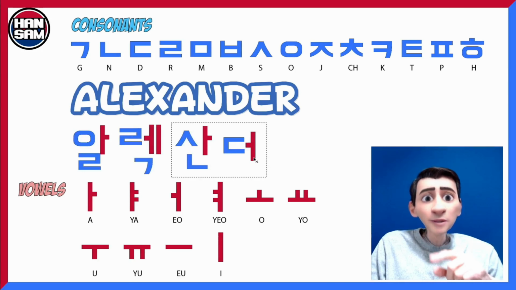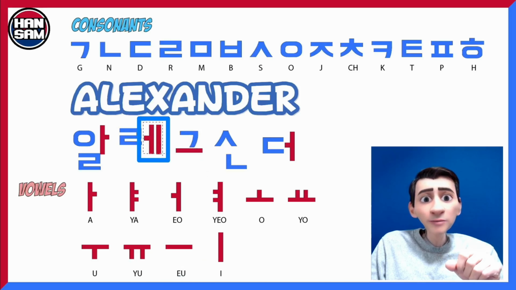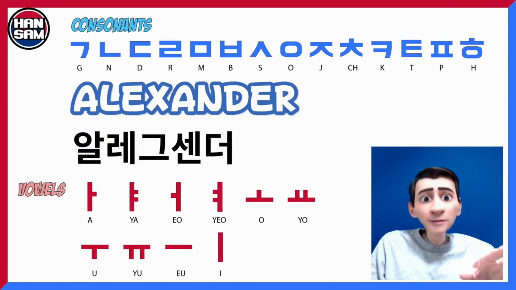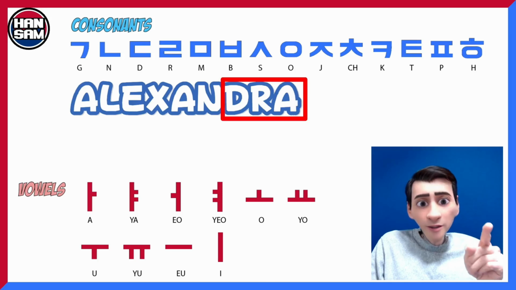First, we have to make a space for the G sound. Move the giyeok from the previous letter. Replace the A sound with the E sound. And there you have it. Alexander.